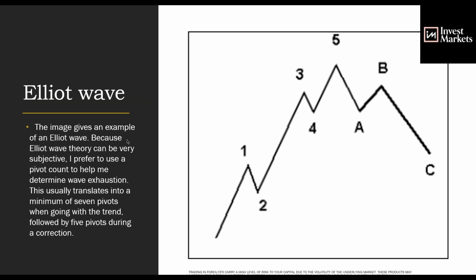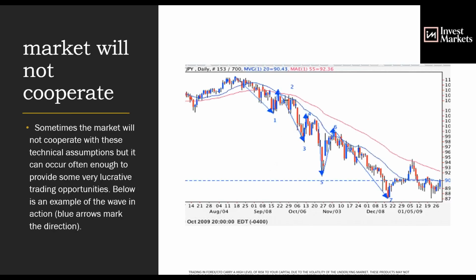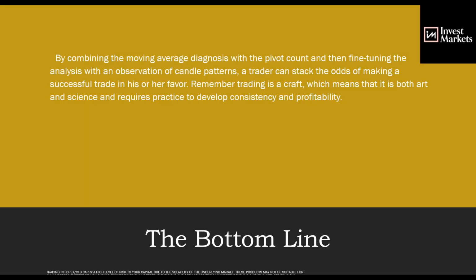Because Elliott wave theory can be very subjective, I prefer to use a pivot count to help me determine wave exhaustion. This usually translates into a minimum of 7 pivots when going with the trend, followed by 5 pivots going against the trend. Sometimes the market will not cooperate with these technical assumptions, but it can occur often enough to provide lucrative trading opportunities.